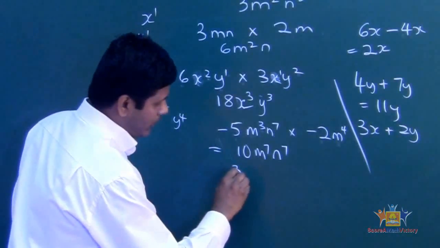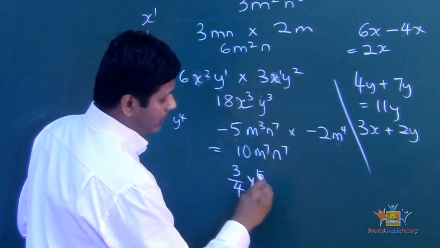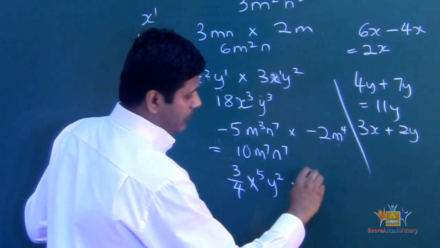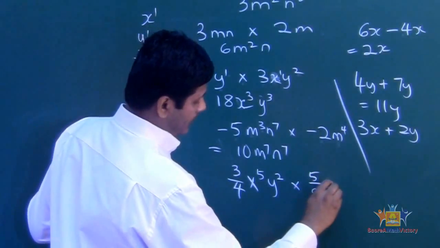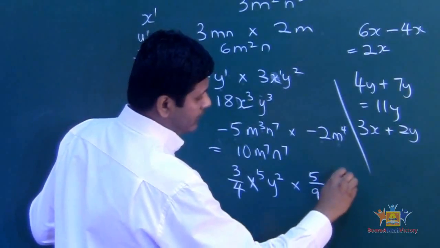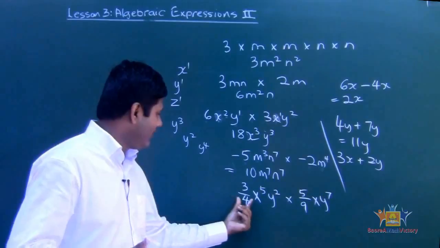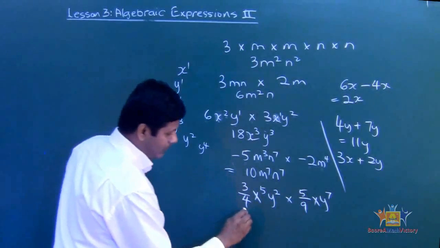So let's say 3 over 4 x to the 5th power, and then y to the 2nd power, multiplying with, let's say, 5 over 9 x y to the 7th. How do we do this? Doesn't matter. Fraction times fraction. Take them apart. That's going to help you.